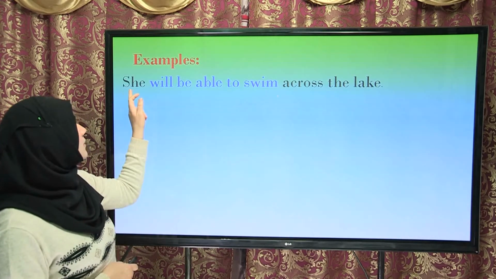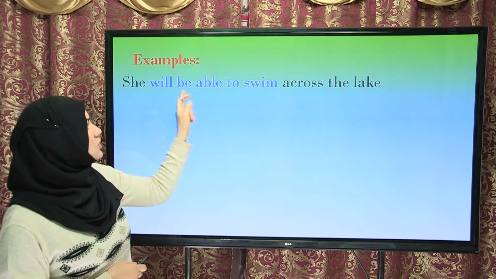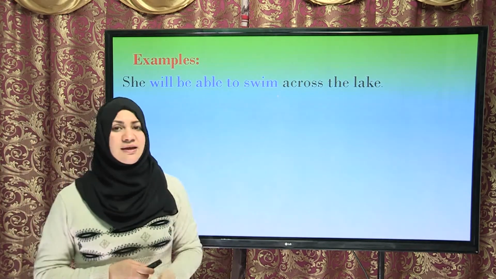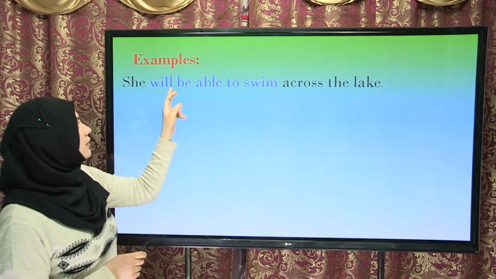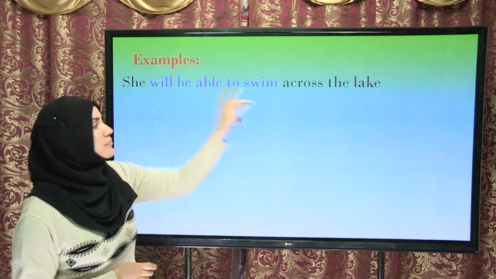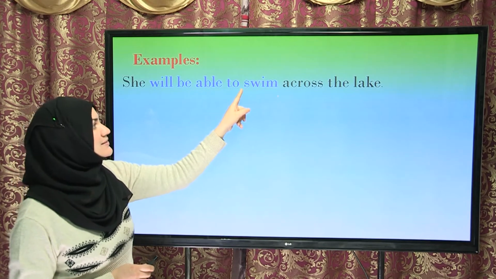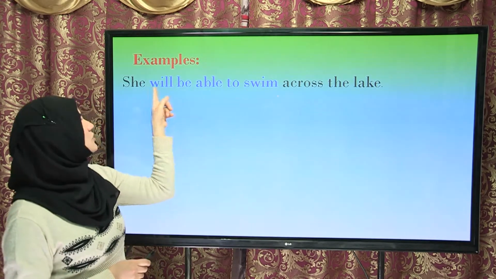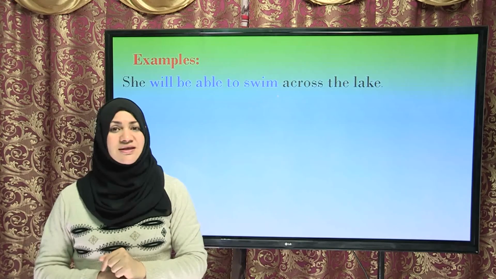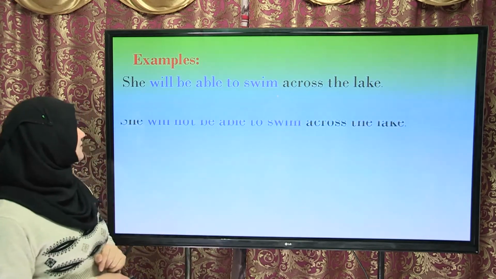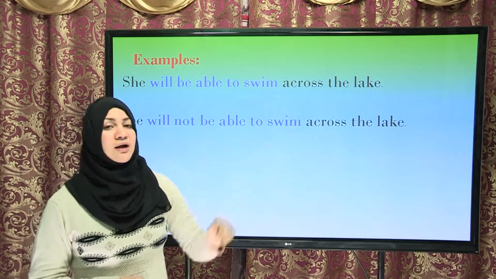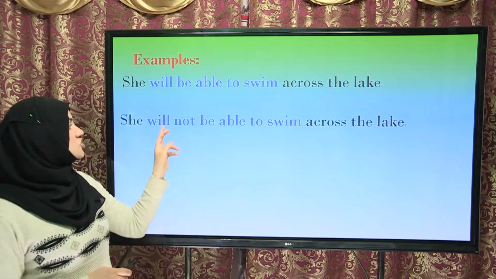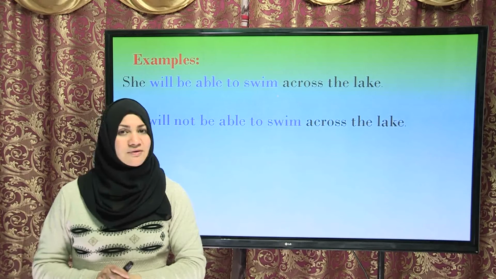Examples. Positive: she will be able to swim across the lake. We use the same example. Will be able to plus infinitive. The second example is negative. She will not be able to swim across the lake, or she won't be able to swim across the lake.